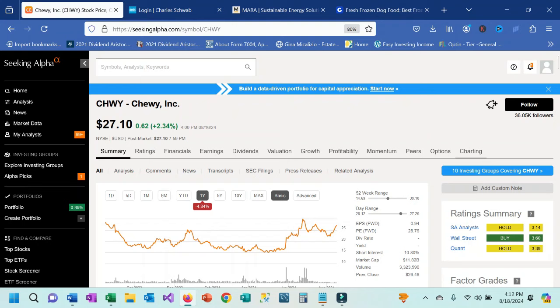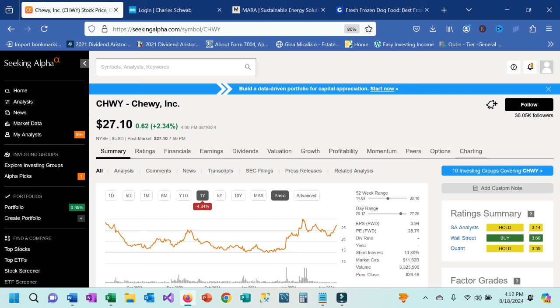Now, the first company I wanted to talk about is Chewy. Chewy is a company I've had in my watch list a long time. It only started making money, I believe, last year. Might have been 2022. I will add companies that I like to my watch list that aren't making money, but I typically will not do trades on them unless they're profitable and making money.